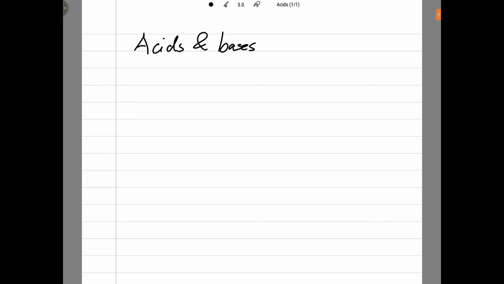So acids and bases, you are all familiar with the definition of what is an acid, what is a base. The original definition by Arrhenius was that an acid turns an indicator in water red, and a base turns it blue. But at that point, people didn't really understand what is an acid, and that only changed with the definition of Brønsted.